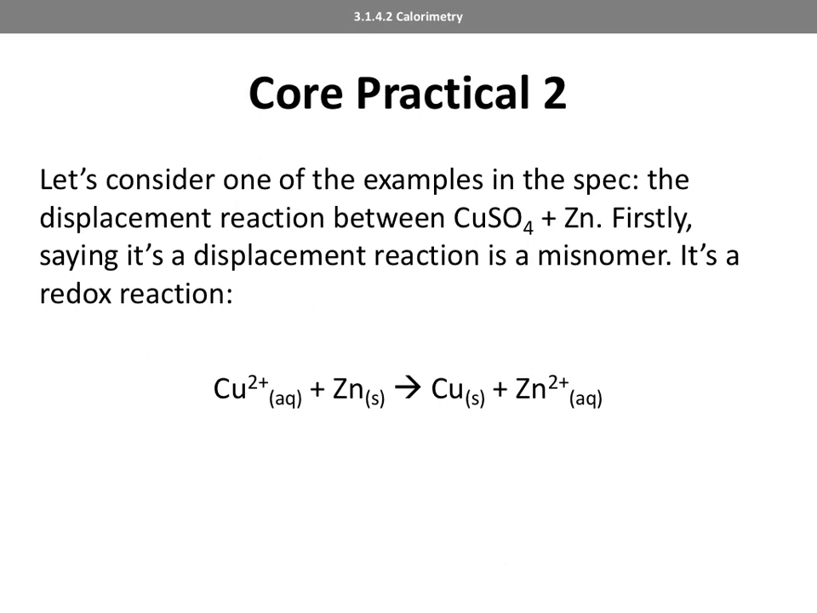One thing we should say is that the use of the word displacement is a bit of a misnomer, because really it's a redox reaction. There is no swapping of partners as such, because the sulfate ion is completely independent, it's a spectator ion. So really we've got the oxidation of zinc and the reduction of copper taking place in this reaction.